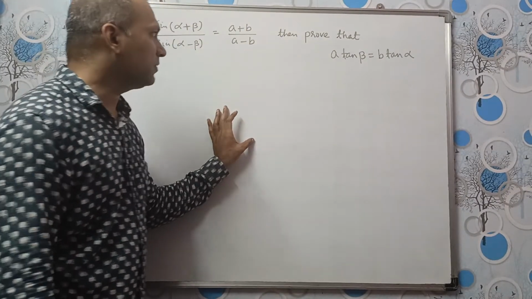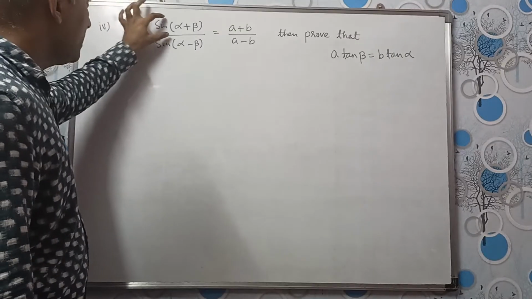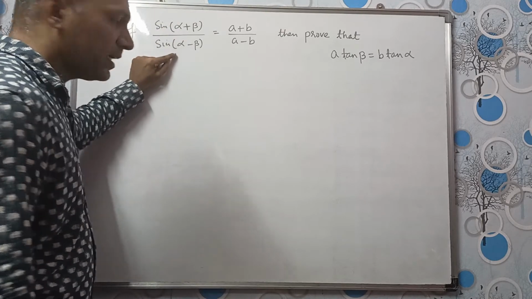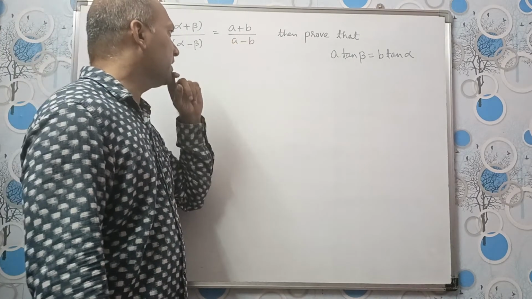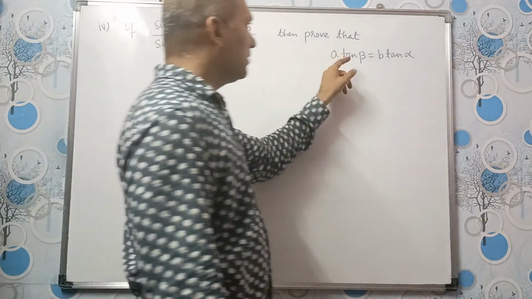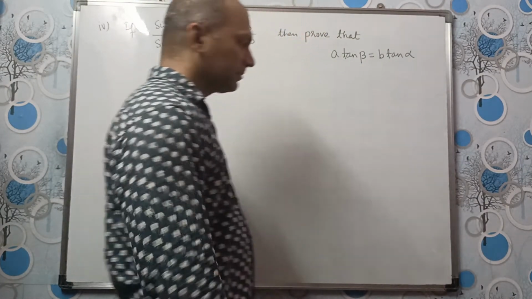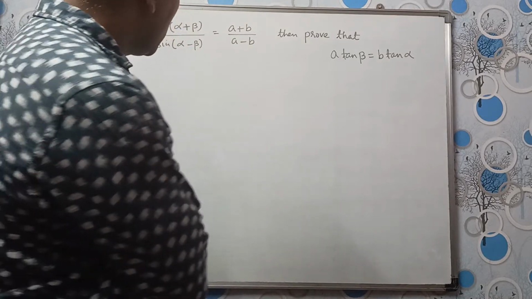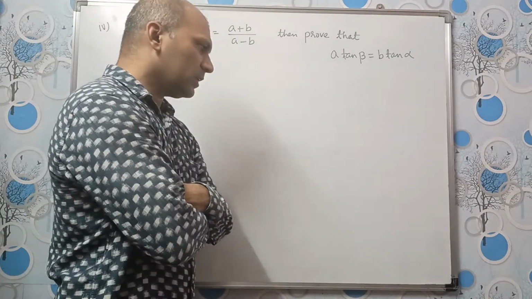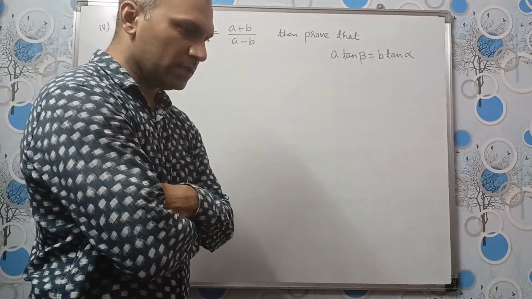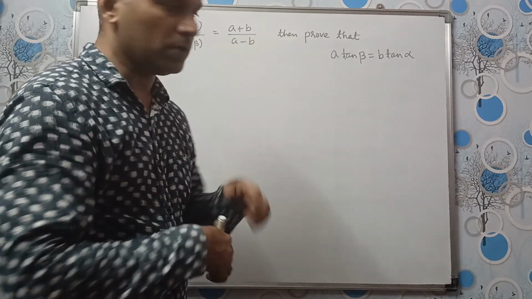Okay. This will be the last problem in this video. If sine(alpha plus beta) divided by sine(alpha minus beta) is (a plus b) divided by (a minus b), then prove that a tan beta is equal to b tan alpha. Before starting this problem, I'll explain one concept which we use in ratios and compounds.